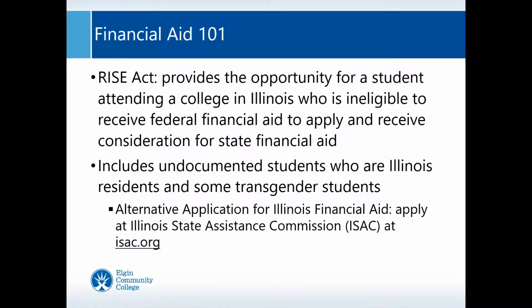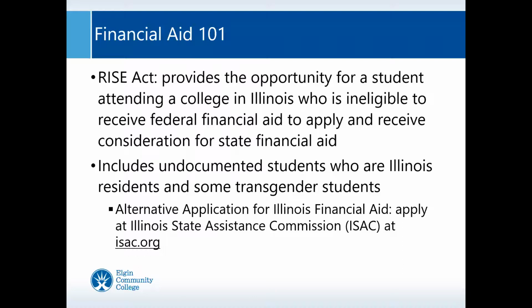The RISE Act. Some students are currently not eligible to apply for the FAFSA, including undocumented students and some transgender students. The state of Illinois has passed the RISE Act, which provides the opportunity for a student attending a college in Illinois who is ineligible to receive federal financial aid to apply and receive consideration for the Illinois MAP grant.